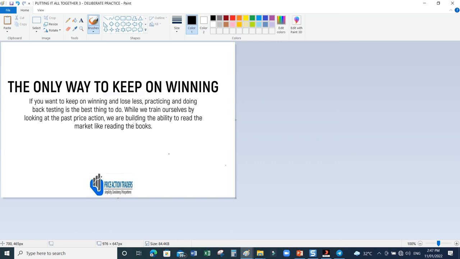If you want to keep on winning and lose less, practicing and doing backtesting is the best thing to do. While we train ourselves by looking at past price action, we are building the ability to read the price, the market, like reading books. Some people ignore this. You must master the past, what happens in the past, so that when it occurs in the future, you will understand it clearly. Every trade you take in the past, you must screenshot them and put them in your archive.